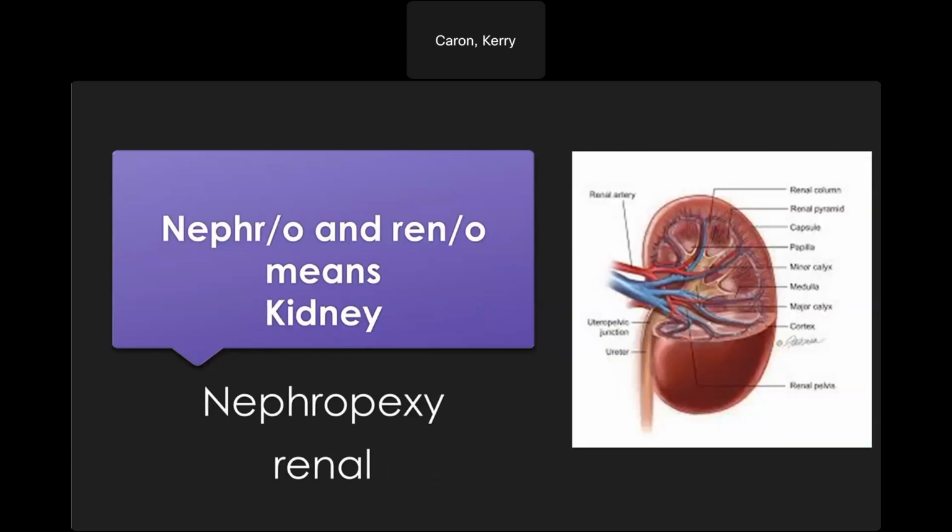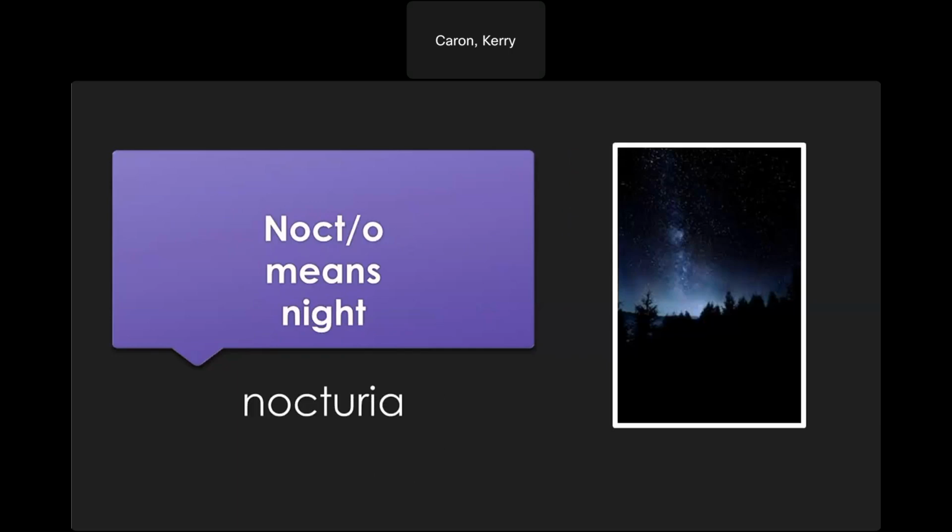Nephro and reno both mean kidney. So nephropexy is an organ fixation of the kidney. Renal meaning pertaining to the kidney. Nocto is night. So nocturia refers to urinating at night.